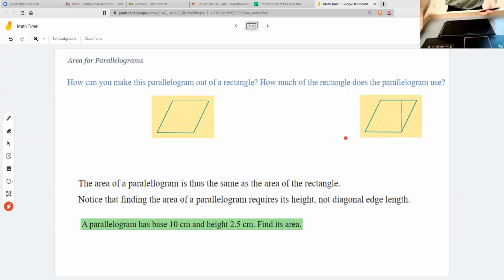So when I want to do a parallelogram that has a base, say, of 10 and a height of 2.5, the height is how tall this is top to bottom. Like if these were railroad tracks, how far apart are they? I don't care about this diagonal length at all. That's just a distraction. So 10 times 2.5 is going to be 25 square centimeters.